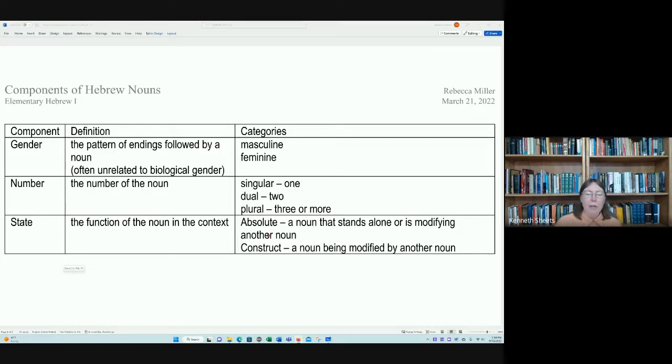There are two different states in Hebrew, one being the absolute, the other one being the construct. So an absolute noun is going to be a noun that stands alone or is modifying another noun, but it itself is not being modified. And then we also have a construct noun, that is a noun that is being modified by another noun. I'll explain what I mean by that in just a moment.